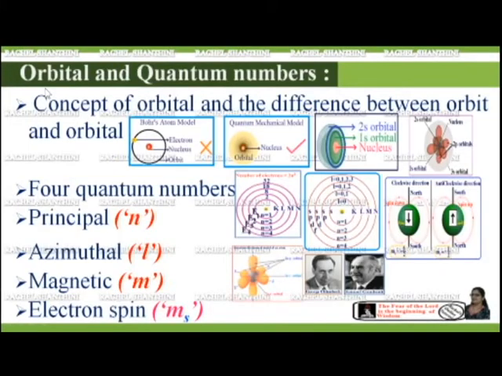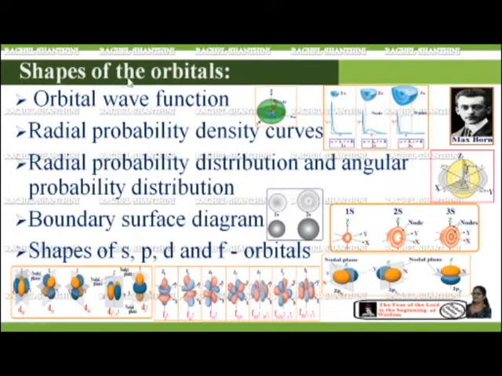In session 2.8, we have discussed orbitals and quantum numbers. We have discussed 4 quantum numbers: principal quantum number, azimuthal quantum number, magnetic quantum number, and electron spin quantum number. In session 2.9, we have discussed the shapes of s orbitals, p orbitals, d orbitals, and f orbitals.